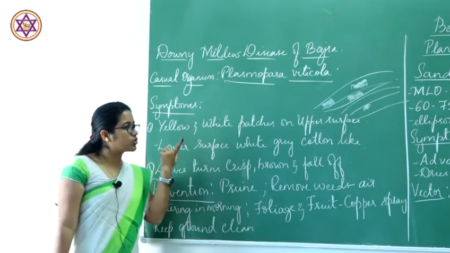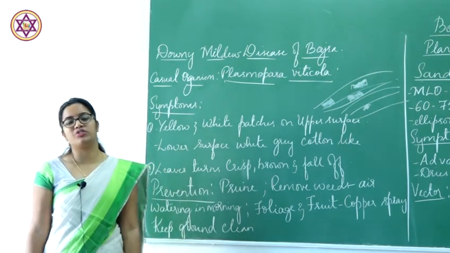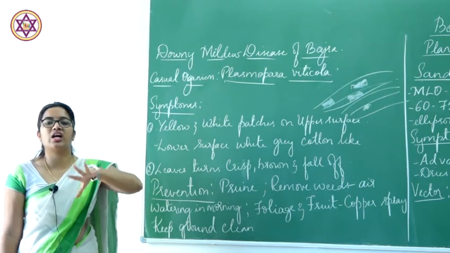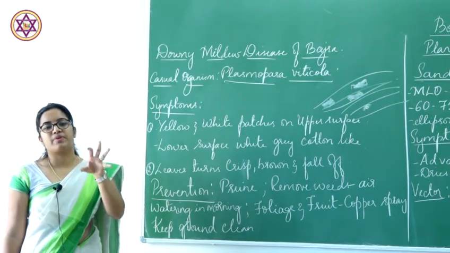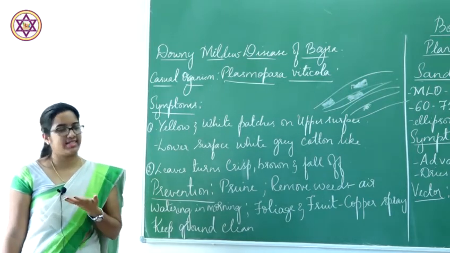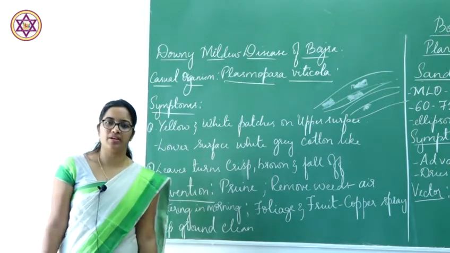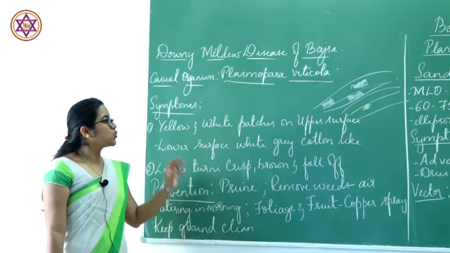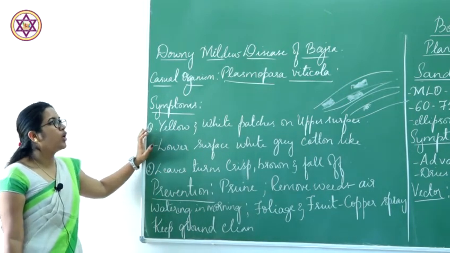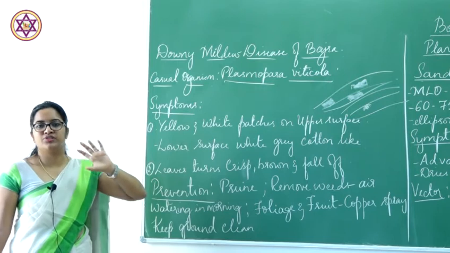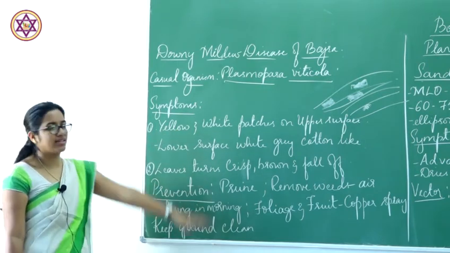This cottony outgrowth is nothing but the mycelium of the fungus, which is growing out through the stomata or piercing out through the epidermal cells. Okay. So this is the first symptom which appears on the bajra. Once the symptoms appear, we are confirmed that bajra is being attacked by the fungus.